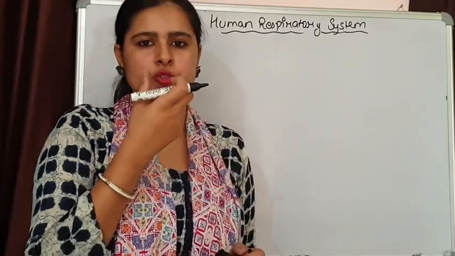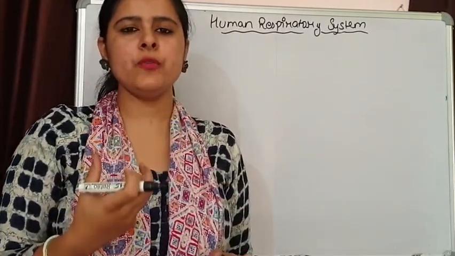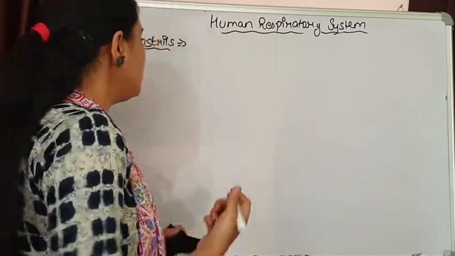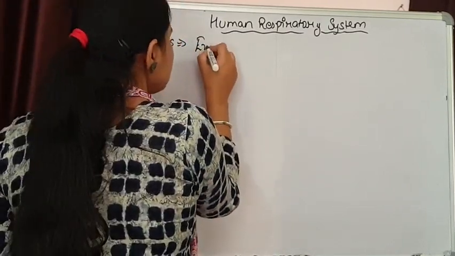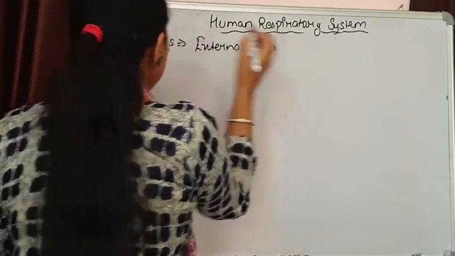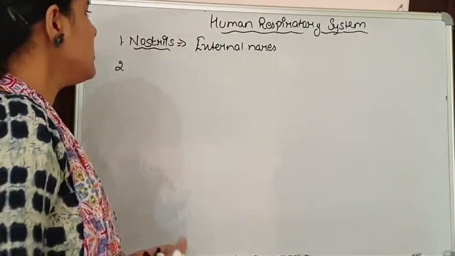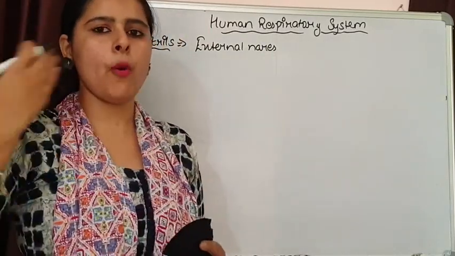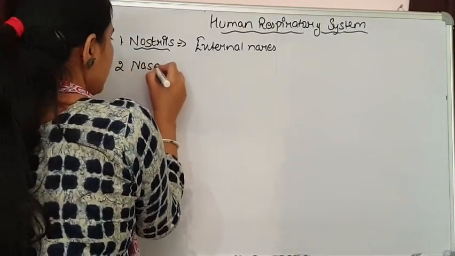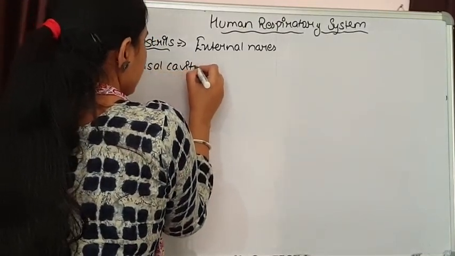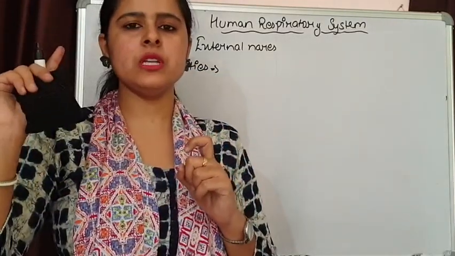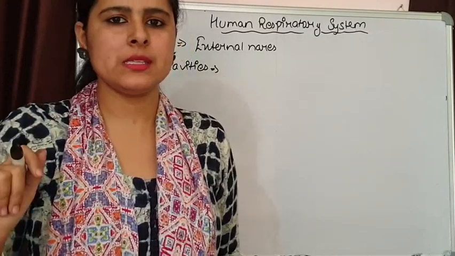Externally, basically two nostrils are present, and with the help of these nostrils we are going to intake air from the atmosphere. These nostrils are known as external nares. These nostrils are going to open into cavities, and those cavities are known as nasal cavities. We have two nostrils, and each nostril is going to open into one nasal cavity.